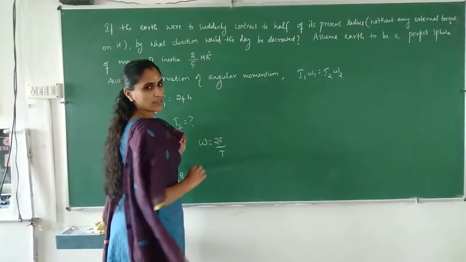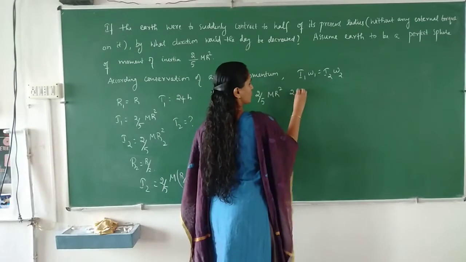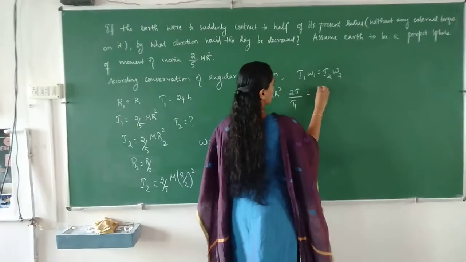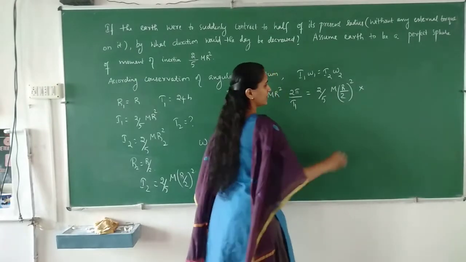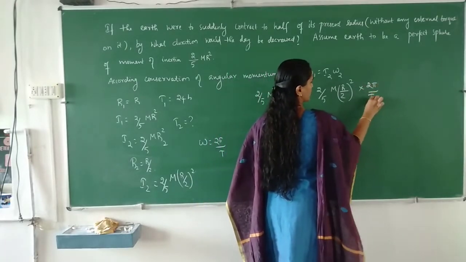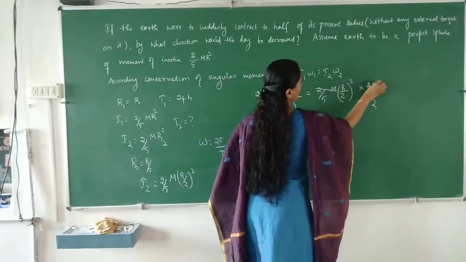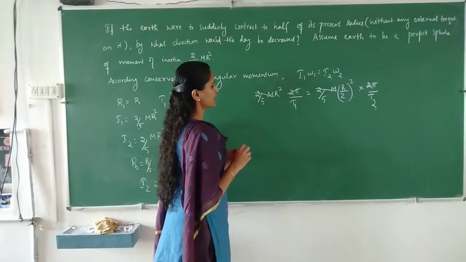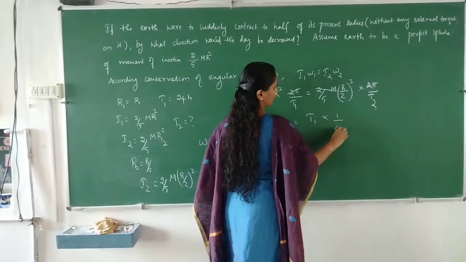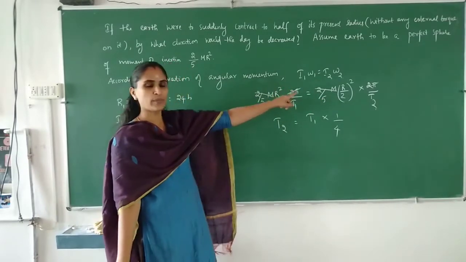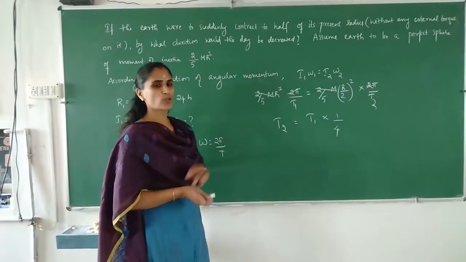So we can write I1 omega 1 is equal to I2 omega 2. So 2 by 5 m r square, omega 1 can be written as 2 pi by T1, is equal to I2, 2 by 5 m (r by 2) the whole square, into omega 2, which is 2 pi by T2. 2 by 5 m can be cancelled, 2 pi can be cancelled, r square can be cancelled. So what will you get? T2 is equal to T1 into 1 by 4. The r square gets cancelled, you get 1 by 4 only.